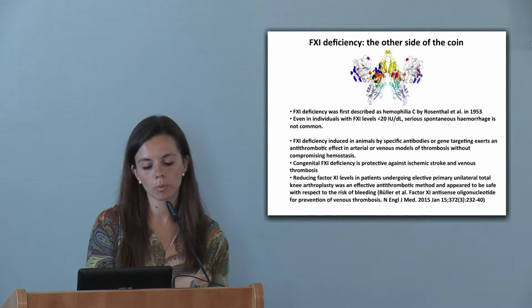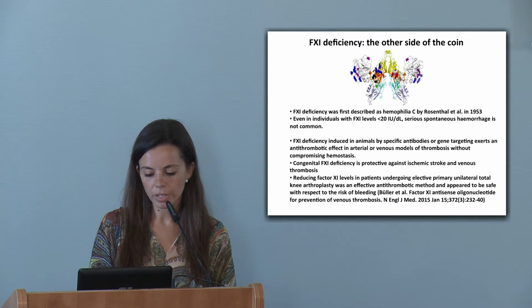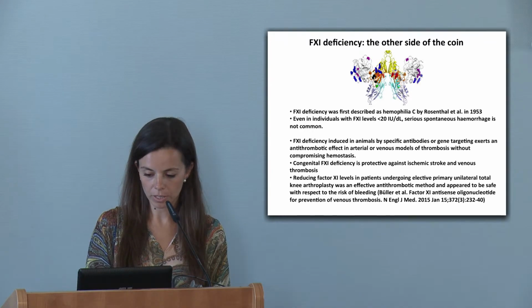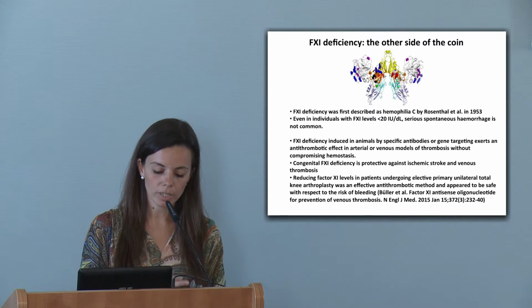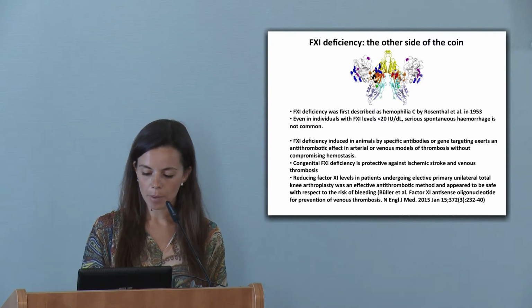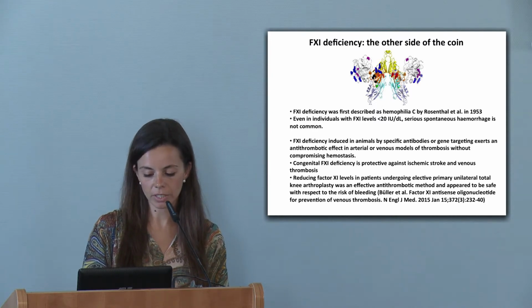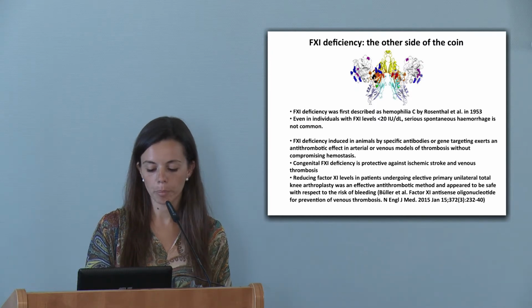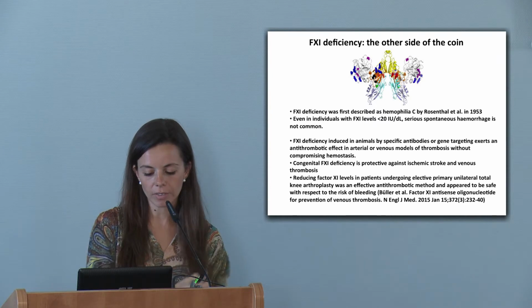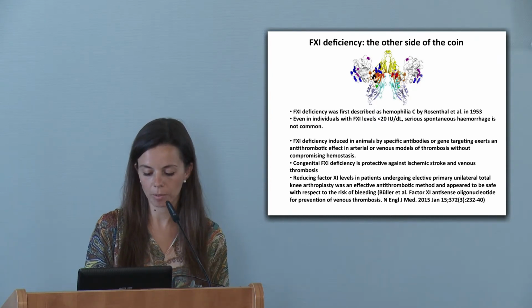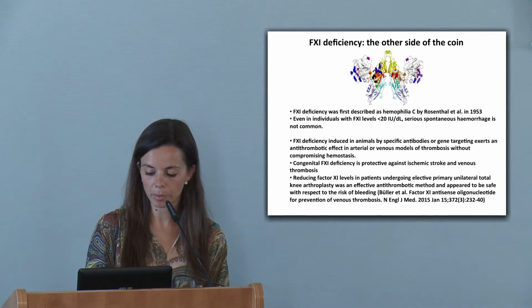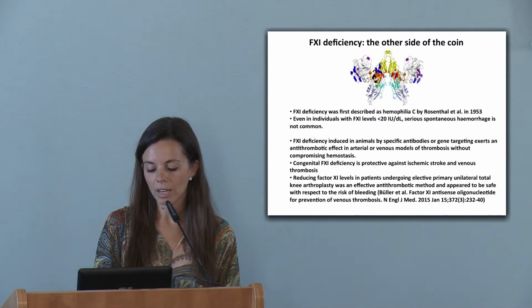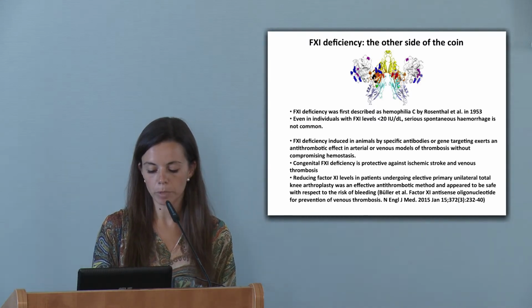We cannot forget the important role of factor 11. Factor 11 deficiency was first described as hemophilia C in 1953. And this deficiency does not produce severe hemorrhages. In contrast, factor 11 deficiency induced in animals antithrombotic effects in arterial or venous models without compromising the hemostasis. Moreover, congenital factor 11 deficiency is protective against ischemic stroke and venous thrombosis. And finally, reducing factor 11 levels in patients undergoing elective primary unilateral total knee arthroplasty was an effective antithrombotic method and appeared to be safe with respect to the risk of bleeding.